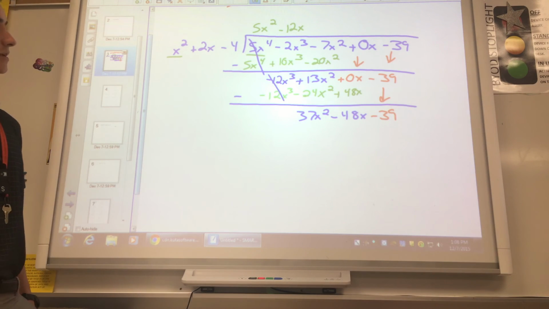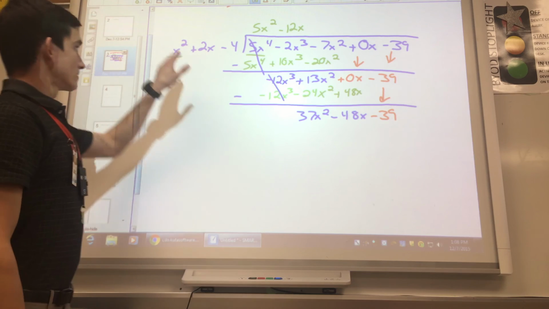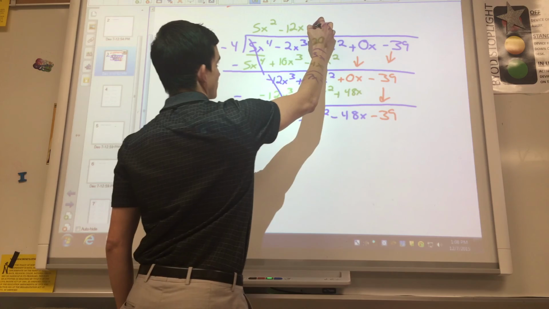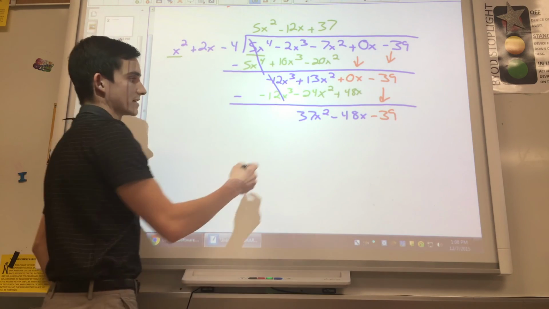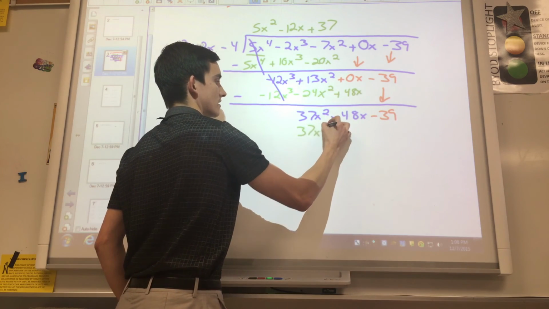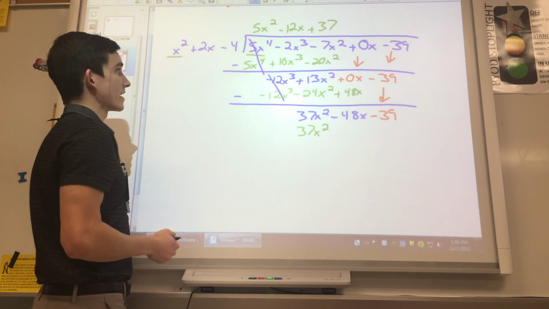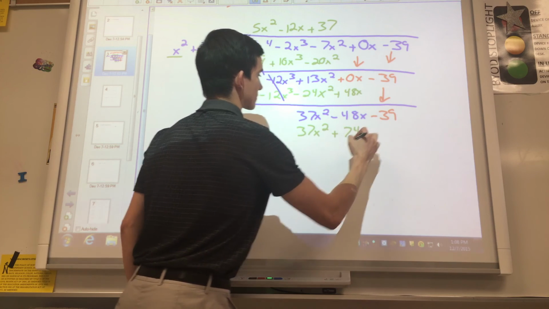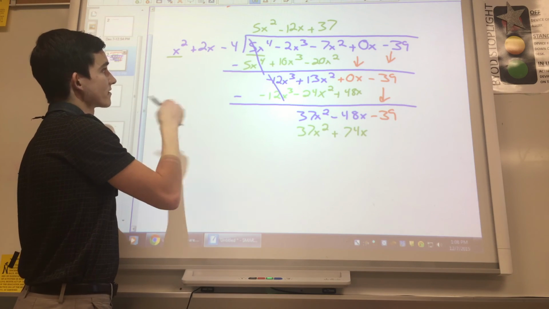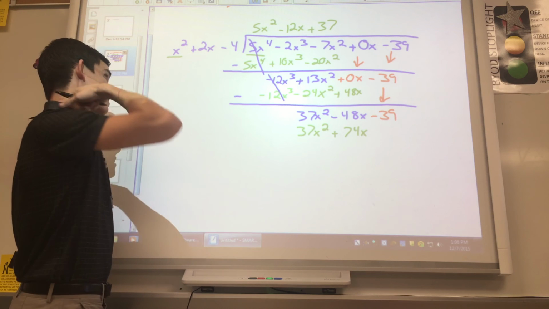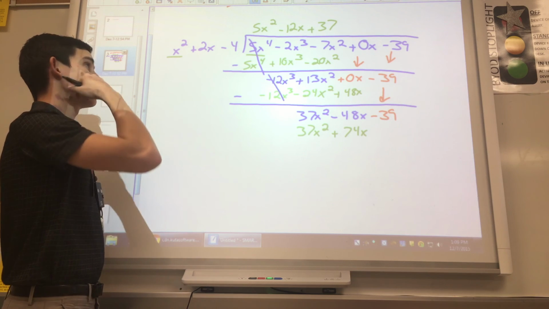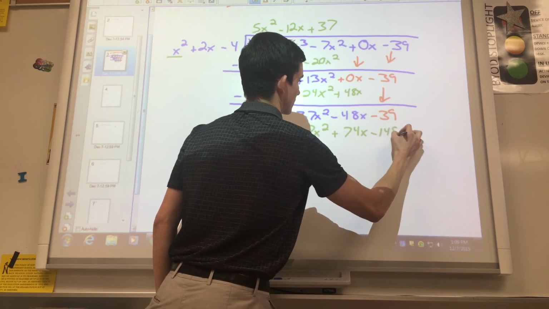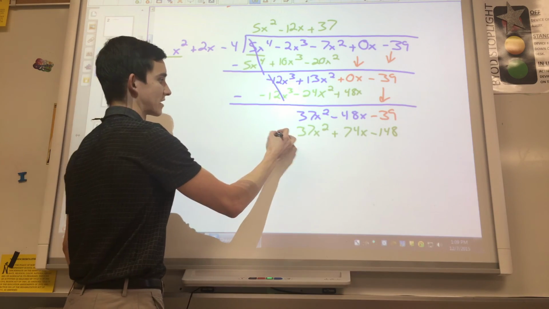Okay, going to do it one last time. x squared times what is going to be 37x squared? So that should be a simple 37. 37 times x squared is 37x squared. 37 times 2x is 74x. Plus 74x, and then 37 times negative 4 is 148. Hopefully my brain doesn't fail me now.